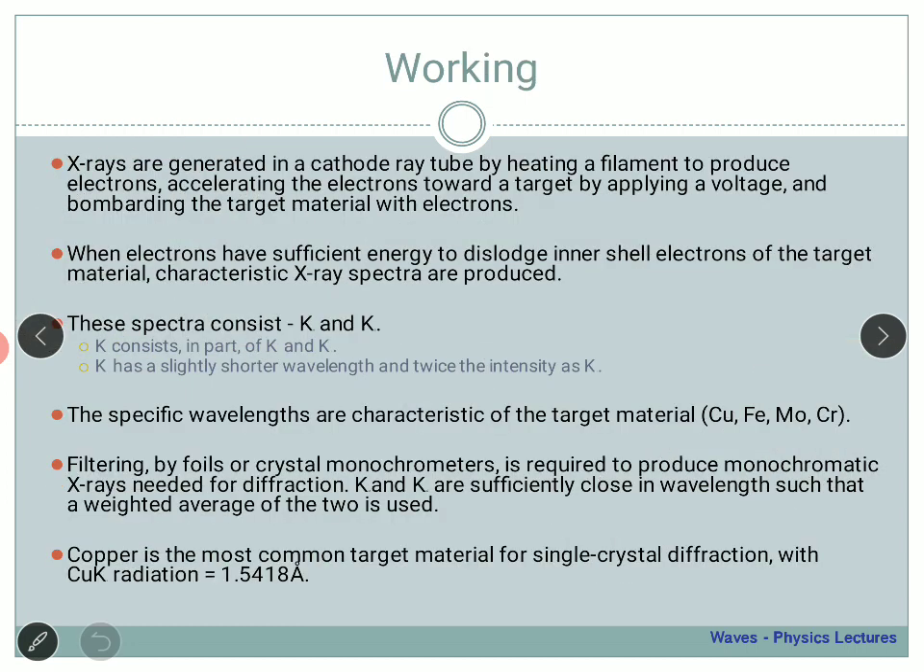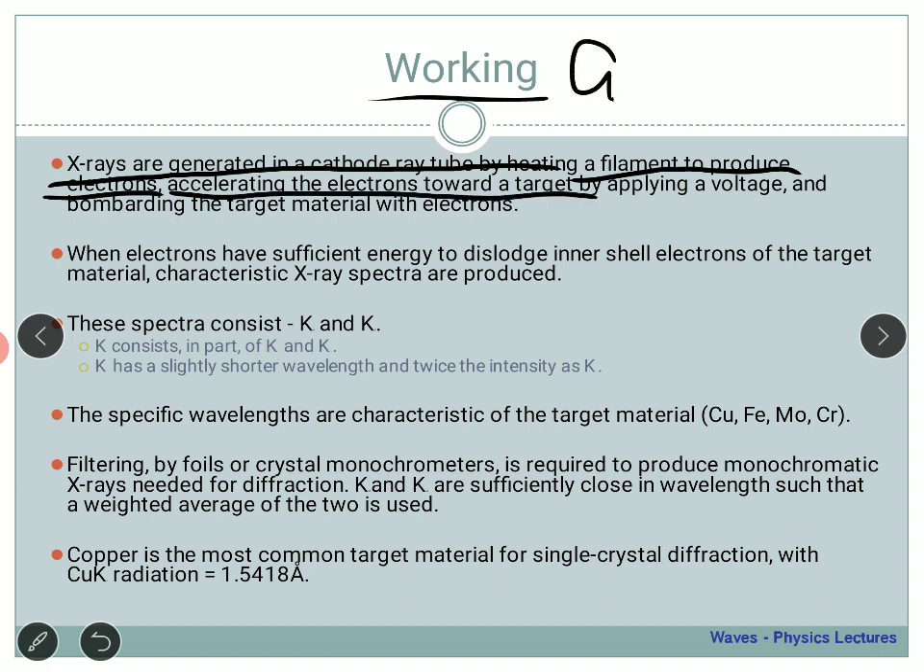And then if we look into the working, we already know a part of the working. The first thing is that the X-rays will be generated. We know that the X-rays are generated in a cathode ray tube. Now how do we do it? We heat a filament to produce electrons. And when these accelerated electrons hit a target, in many cases the target might be copper, because if you remember in our last class we said that copper has a wavelength of 1.5418 angstrom.